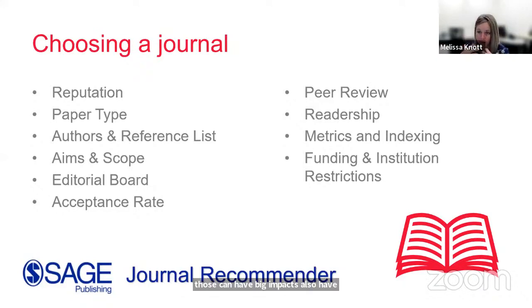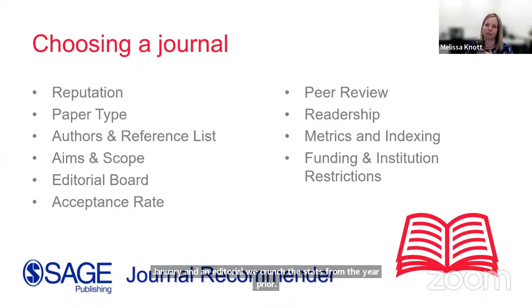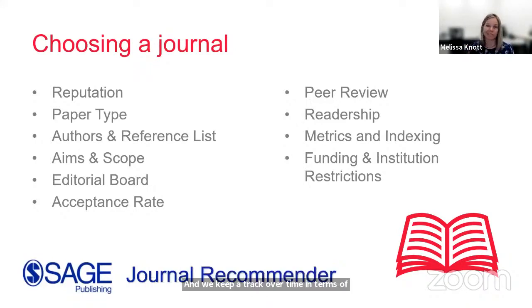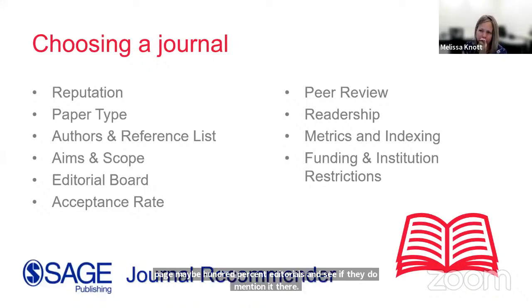Other journals, such as ours, publish those every January in an editorial. We crunch the stats from the year prior, and we keep track over time of impact factor, turnaround times, acceptance rates, and so forth, so that it's easy to find. So if you can't find it on the webpage, maybe hunt for some editorials and see if they mention it there, hopefully on an annual basis, but it might not be there.